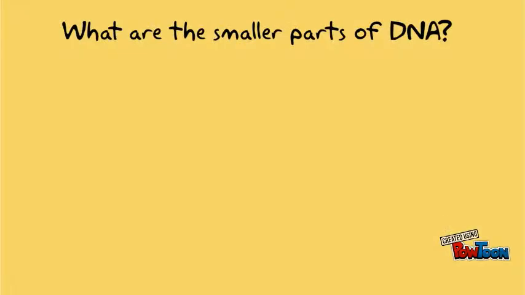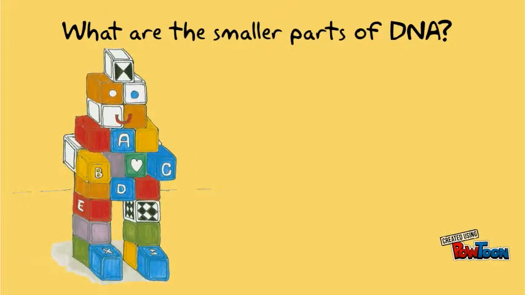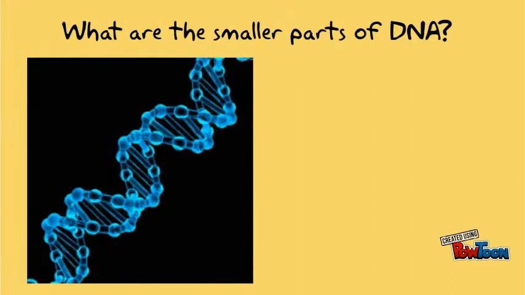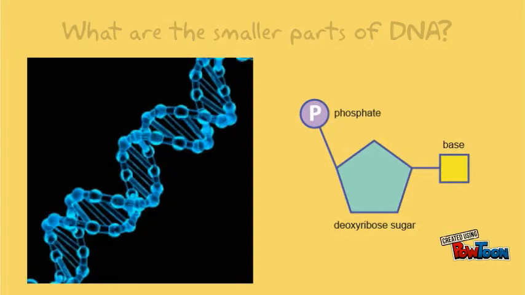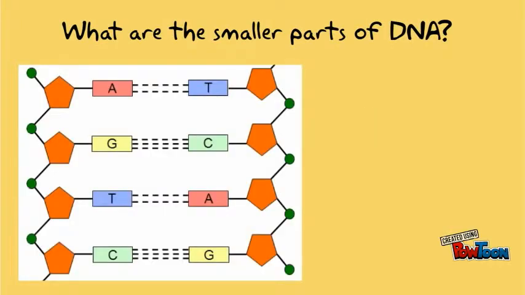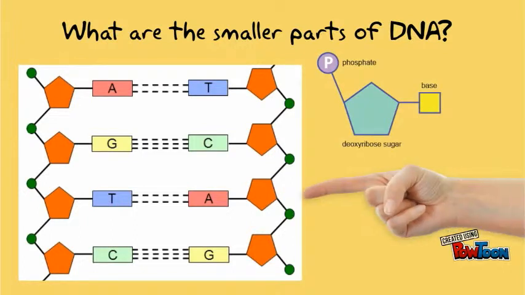What are the smaller parts of DNA? Just like living things have building blocks called cells, DNA has building blocks called nucleotides. Your cells have smaller parts, and so does DNA. A nucleotide is made of 3 molecules, a sugar, a phosphate, and a base. If you look at all of your DNA, you'll see that it's made of billions of these nucleotides stacked on top of one another.